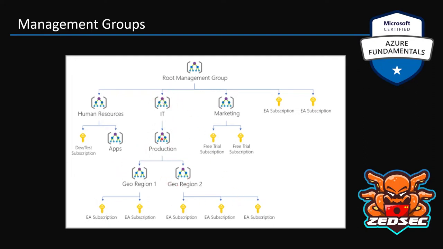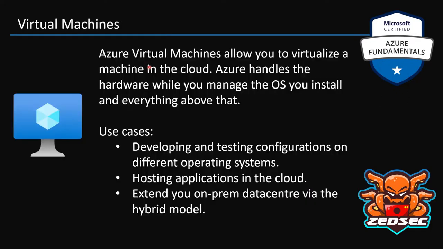Bearing in mind you can only go 6 down, this is actually 4 in depth, not including the root subscription. So 4, and this can go 6 in depth. Basically it's a way of tidying things up and keeping things logically separated if you need a lot of subscriptions.